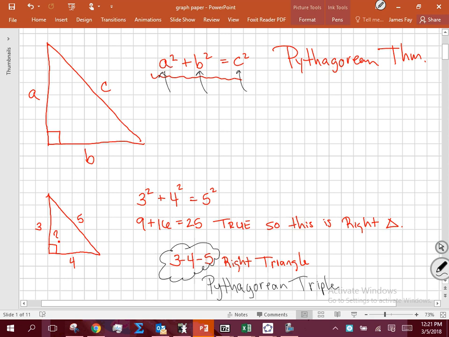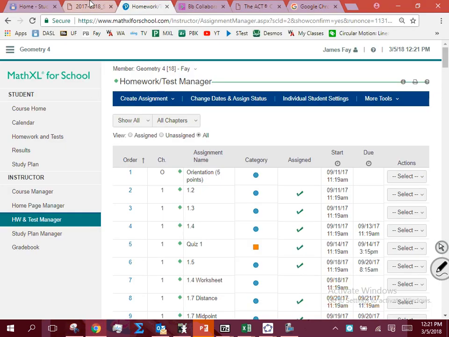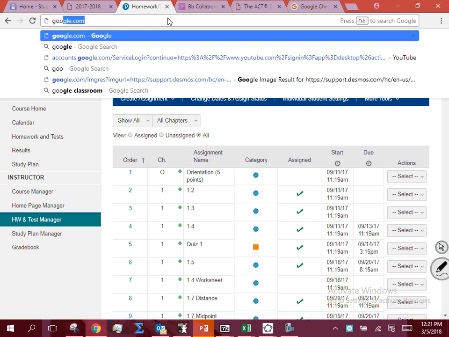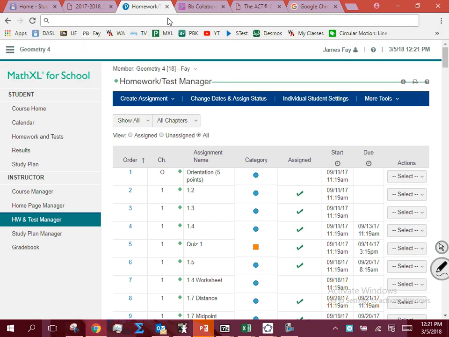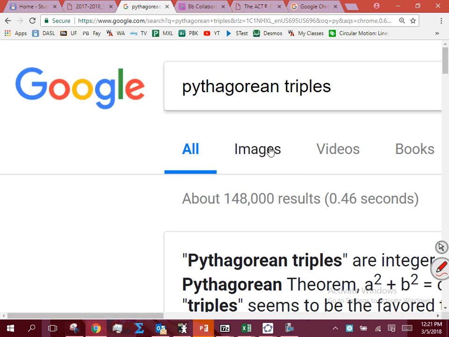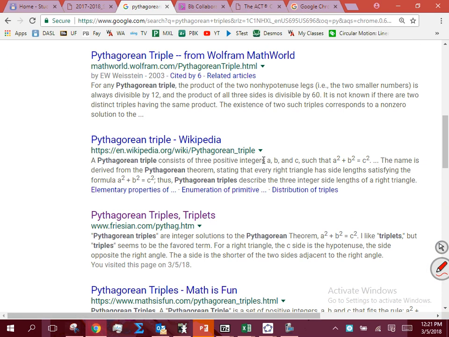Last class we kind of looked at a few, and you're going to see enough of these, I think, in the next couple weeks that you're going to commit a lot of them to maybe memory. So let's see if we can get a list here of Pythagorean triples. Zoomed in real far.